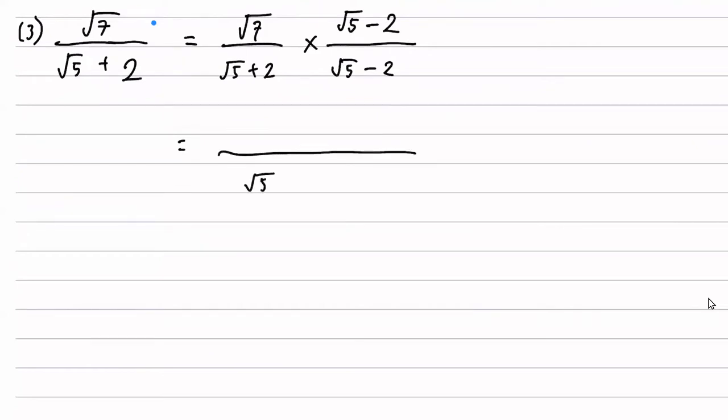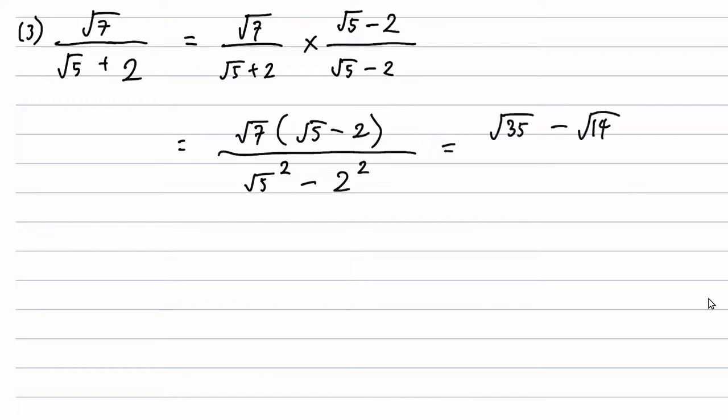A square minus B square. Numerator just square root 7 times square root 5 minus 2. Simplify: square root 35 minus square root 7 times 2, which is 14. Over. What happens to the denominator?